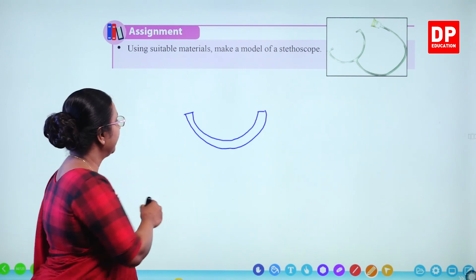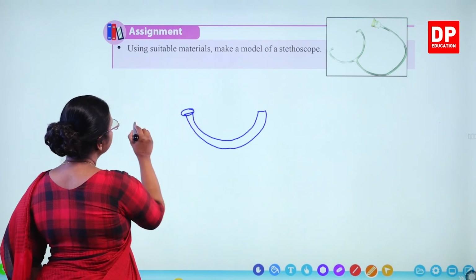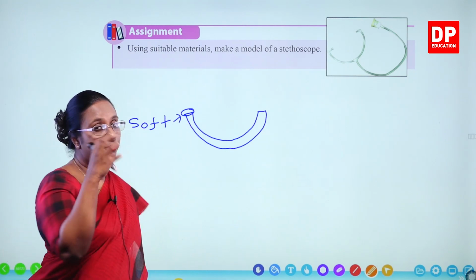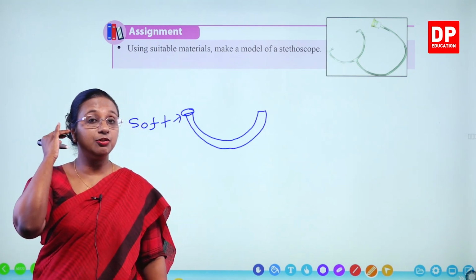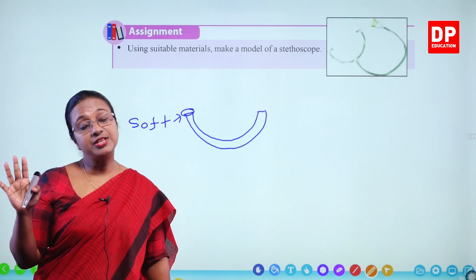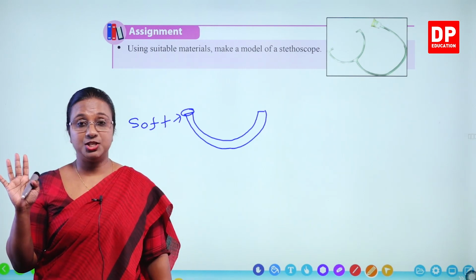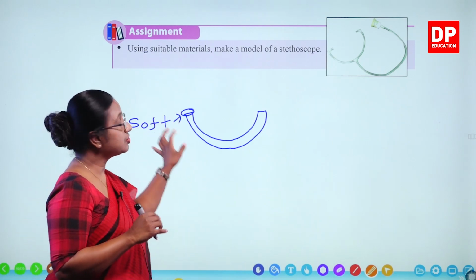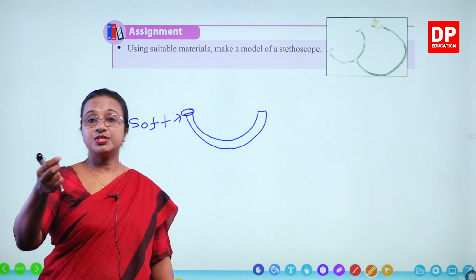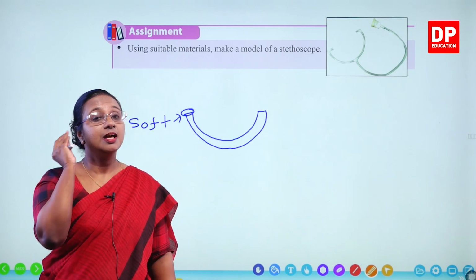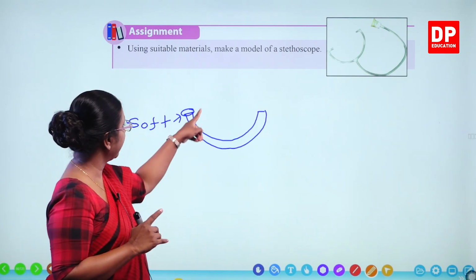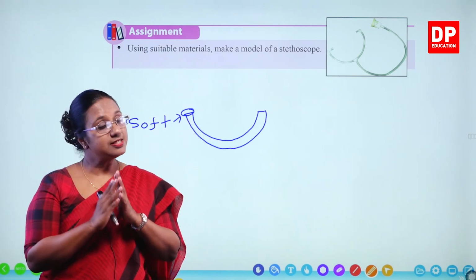So, you have to make sure this part is made soft. But at the same time, make sure you don't fix anything that will get into your ear and can cause damage. That has to be ensured. So, make it soft. Maybe you can even use something from the earphones that you can insert without causing any damage to the ear. That can be used at this part. So, that's up to you all.